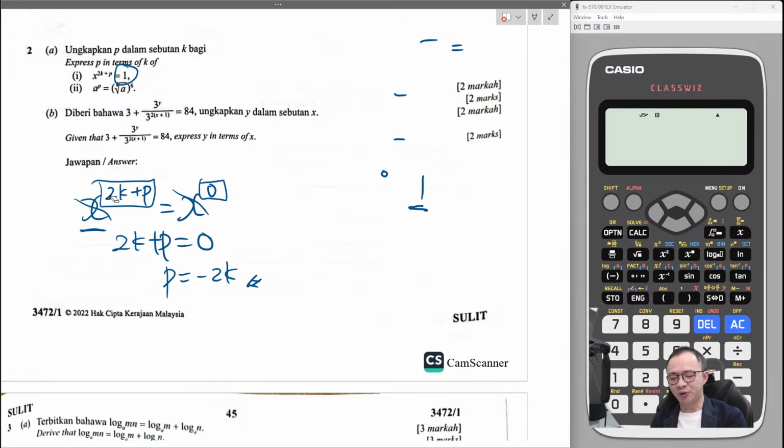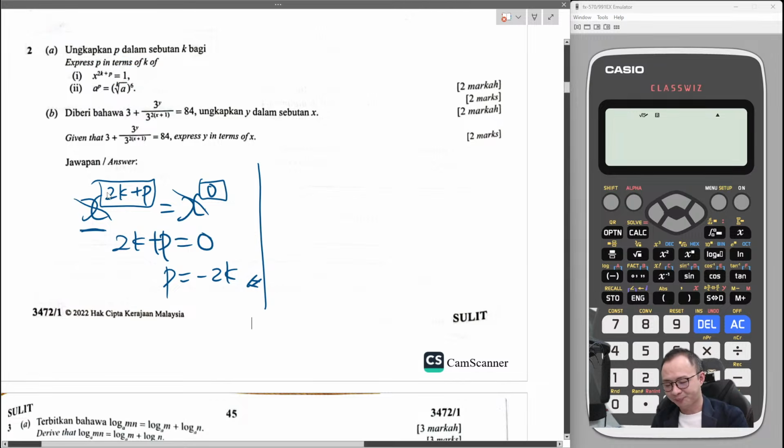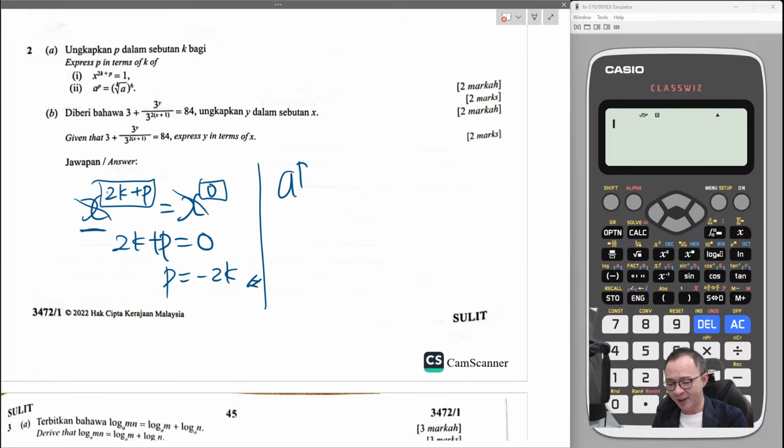So here the only tricky part is, do you know you can change 1 into x power of 0? If you know that, then yeah, it's a bonus mark question. Okay, second one. A power of p.